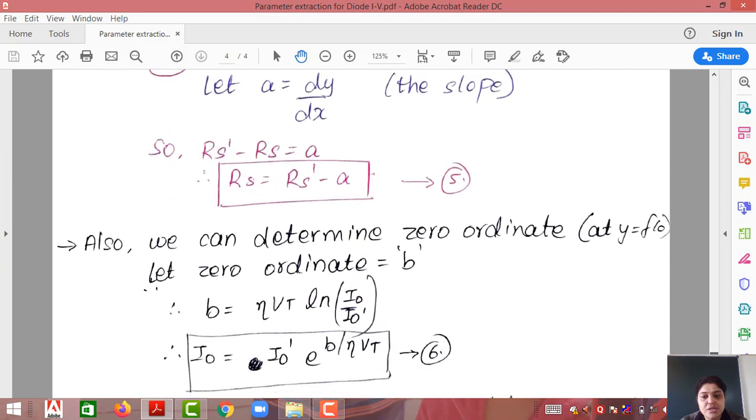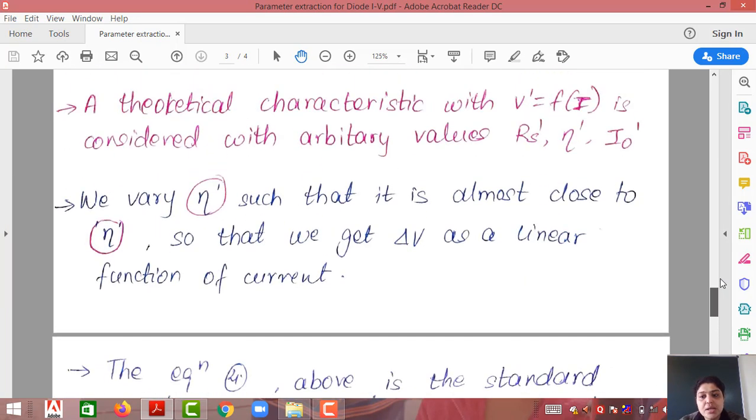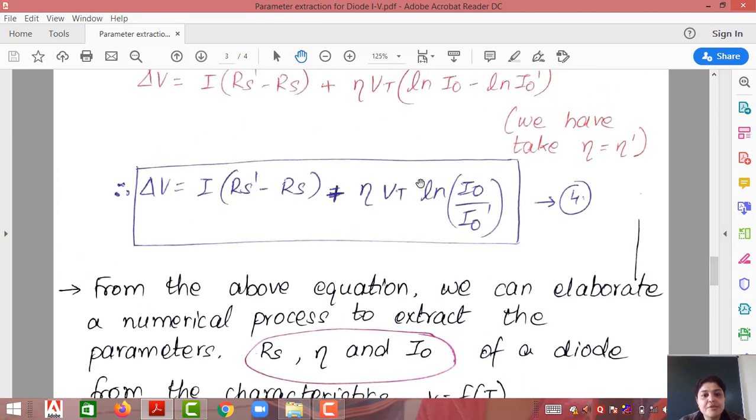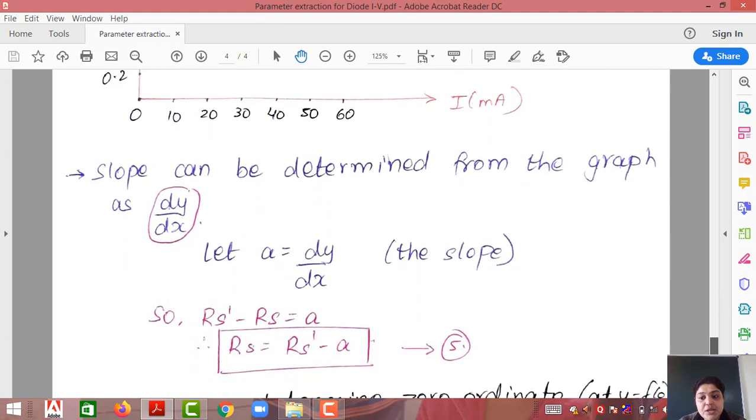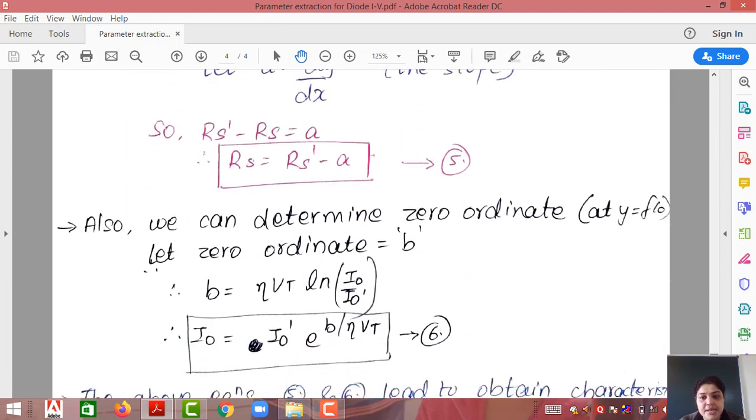Now, how do we find the saturation current? In this equation number 4, we have the term eta Vt ln I0 by I0 dash. This corresponds to the zero ordinate, the y value for which x is equal to 0. We can determine from the graph the zero ordinate, y equal to f of 0. Suppose we say this zero ordinate is b. So b will be equal to the last term of equation 4, eta Vt ln of I0 by I0 dash. This can be written as ln of I0 by I0 dash is equal to b upon eta Vt.